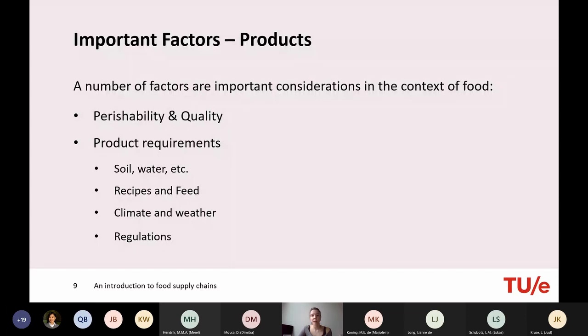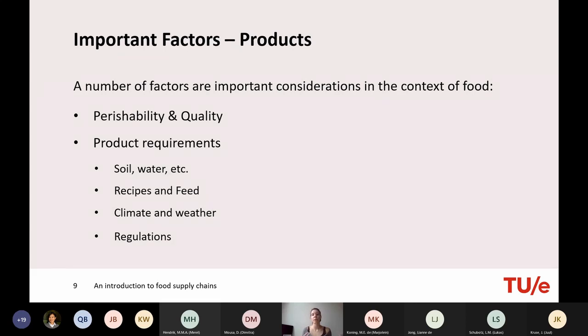When we're talking about food products, there's a couple of important factors to consider. One of the most important that we talk about is perishability and quality aspects. Like I've already mentioned several times, there may be certain regulations; foods are perishable, they degrade over time. And if they turn bad, there might actually be issues for our health. So it's very important to consider this.